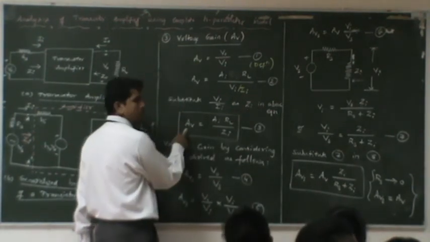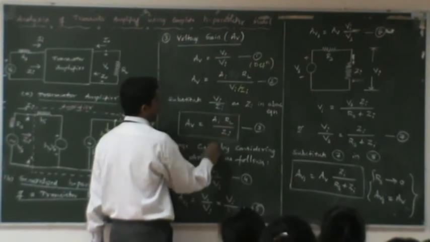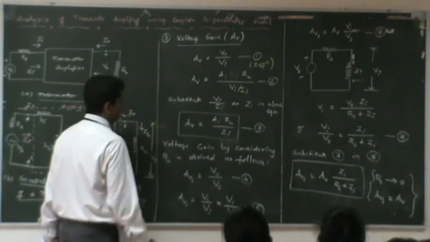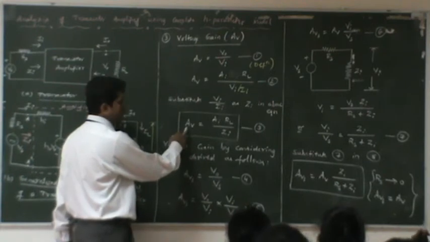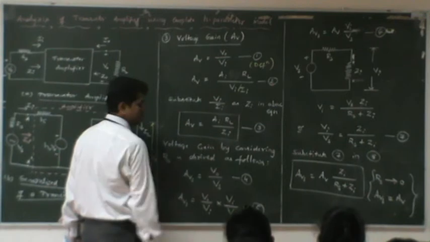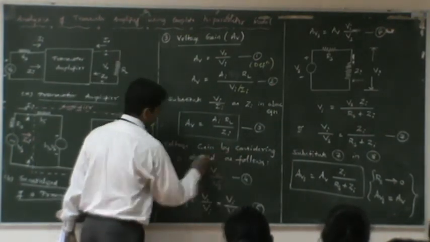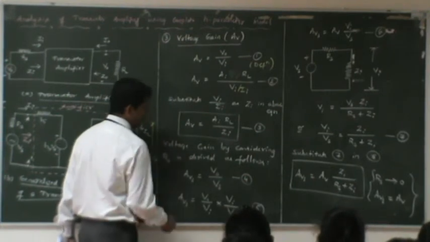So look at equation number 3. If you do that, AV is equal to AI times R divided by Zi. And you can see further this becomes the voltage gain without considering Rs. If we consider Rs, this equation will change. That's what we follow next. Voltage gain considering Rs is derived as follows.